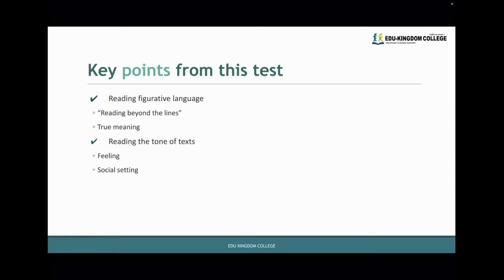And then also, I want to focus on reading the tone of the text. So, tone, we already know, is the overall feeling of the text. Like, how are we as readers supposed to feel, or how is the character supposed to feel, how's the author supposed to feel, etc., right? Something that's very common in these texts, however, is that these social settings change.